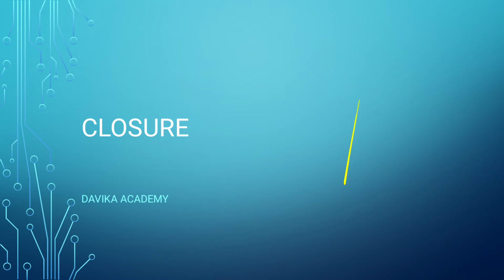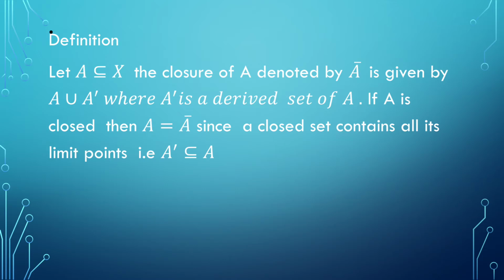Closure. Closure is one of the topics in real analysis, and this is the definition of closure. We let A be a subset of X. Then the closure of A, which is denoted by A bar, is given by the union of the set A and its derived set, where A prime is the derived set of A. Remember, the derived set is a set of limit points.